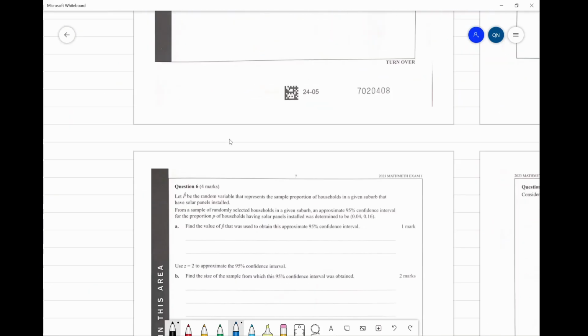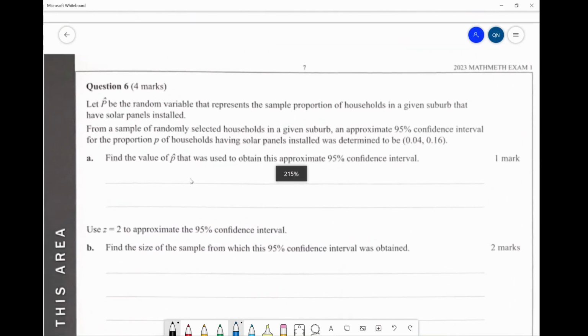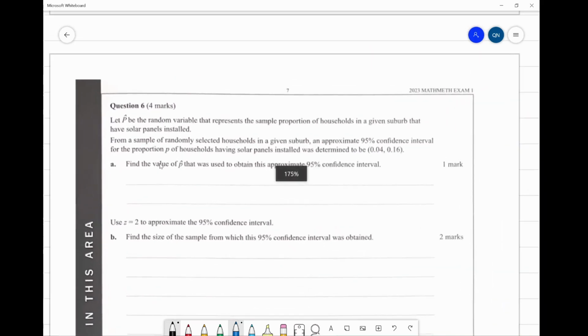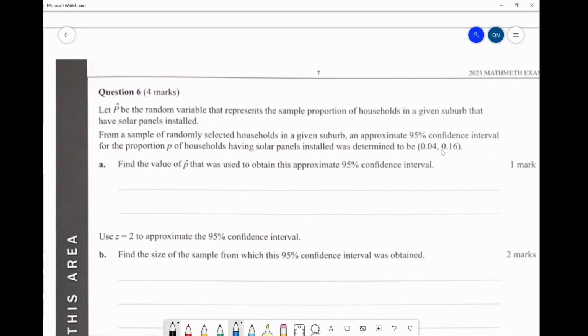Question 6, we have sample proportions. This one's quite nice. We have a 95% confidence interval over here, and we want to find the value of p hat. Nice and simple. P hat is always the average of the endpoints. So what's 0.04 plus 0.16 divided by 2? That's 0.2 divided by 2, which is 0.1. So p hat is 0.1.